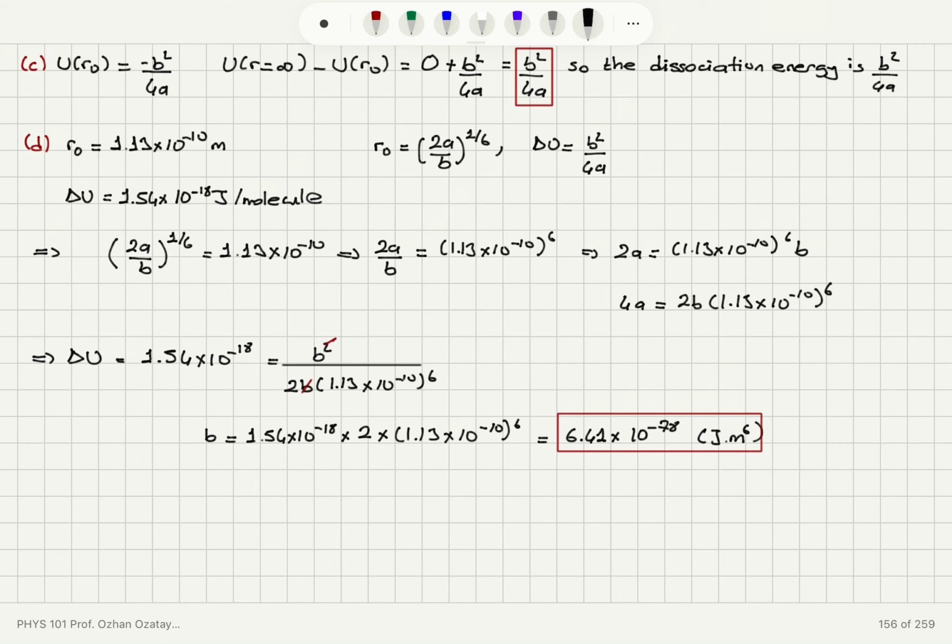And A is related to B. A is basically b squared over 2 times 1.13 times 10 to the minus 10 to the power 6, and that makes 6.68 times 10 to the minus 138 joule meters to the 12th power, as we can see from the potential energy function.